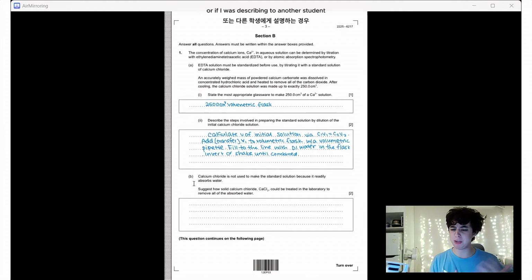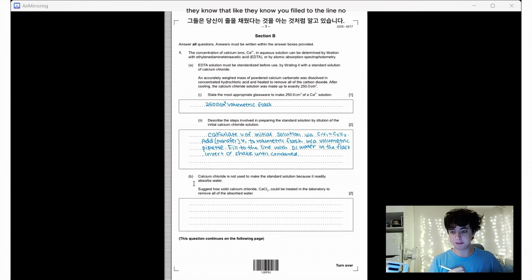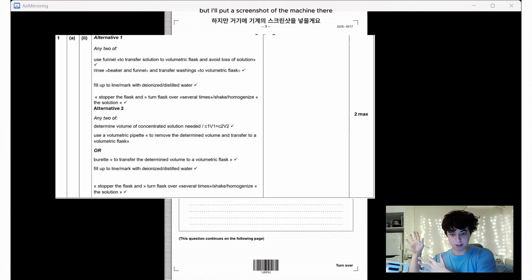Or if I was describing to another student how you would do this, whenever you're doing the lab procedures, you always want to hit those little details. You want to assume that the examiner is a dumb baby who knows nothing. So you want to say all the little details. Don't say, oh, well, they know that. Like, they know you filled to the line. No, assume they know nothing. Say everything. So that was number 2, and it was any two. But I'll put a screenshot of the mark scheme there.